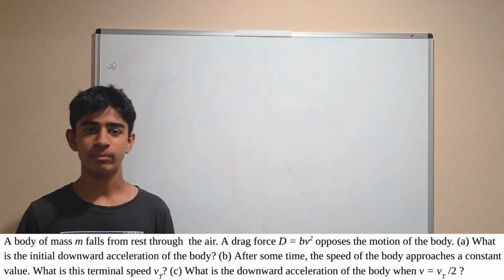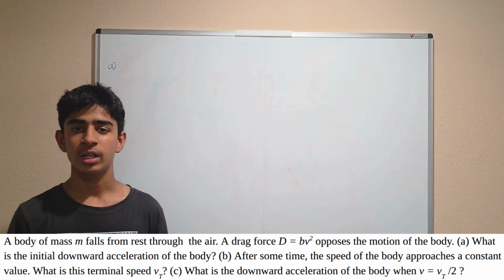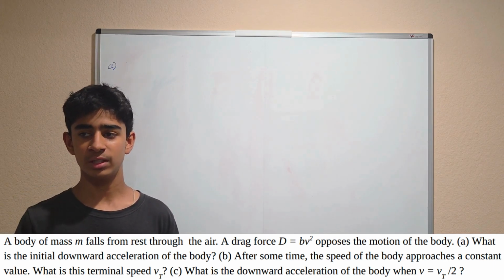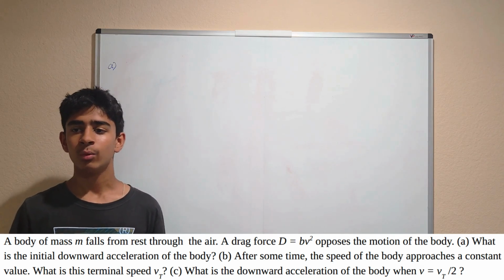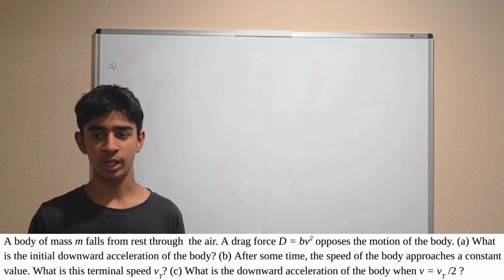A body of mass m falls from rest through the air. A drag force, d, equal to bv squared, opposes the motion of the body. A. What is the initial downward acceleration of the body?